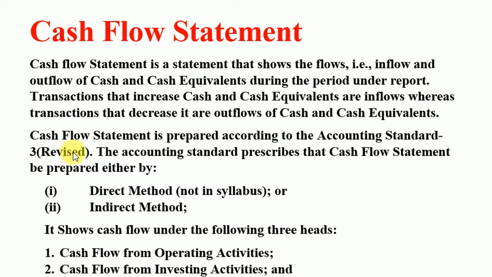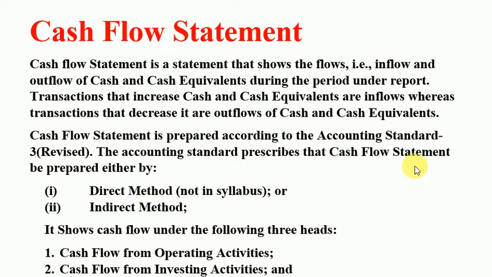Now, the accounting standard prescribes that cash flow statement is prepared by either of the following two methods. There are two methods to prepare cash flow statement. The first method is called the direct method and the second one is called the indirect method. And we have to study only the indirect method because the direct method is not in our syllabus. But you should know it by name that there are two methods. I hope this is made clear.